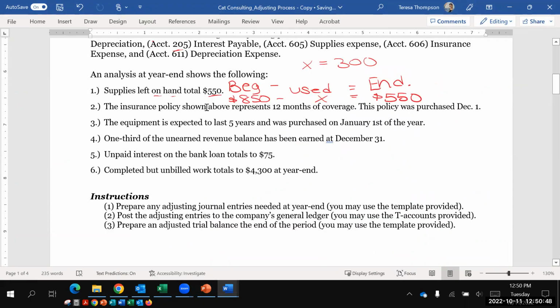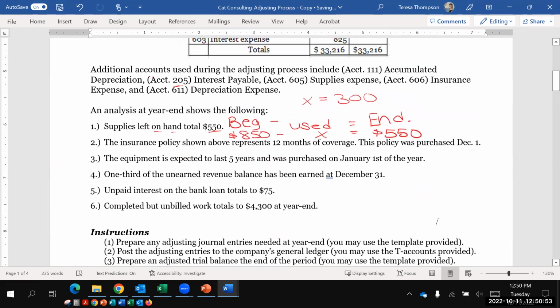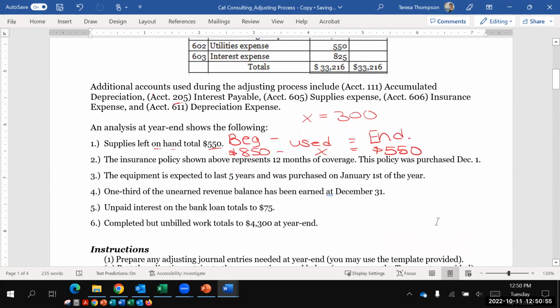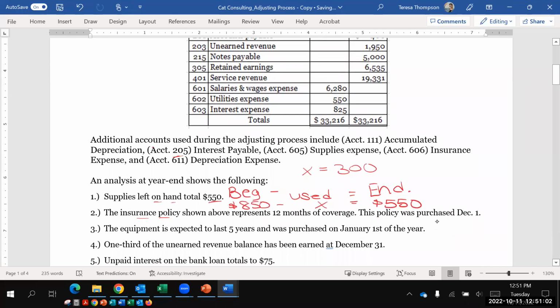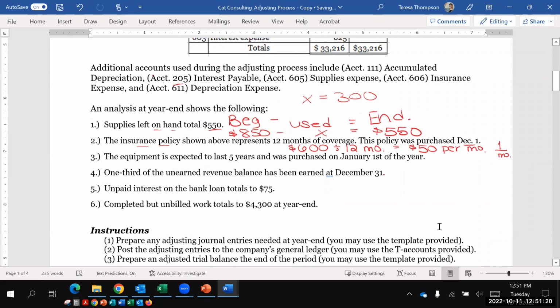Go on to 2. And again, if you want to pause the video and try these, that's a great idea. And then you can just kind of fast forward and see what I get. The insurance policy above, which I think was for $600, represents 12 months of coverage. So how much do we pay per month? $50 per month is used up. We just bought it this month, so we have 1 month of usage. Okay, so $50, usage equals expense.